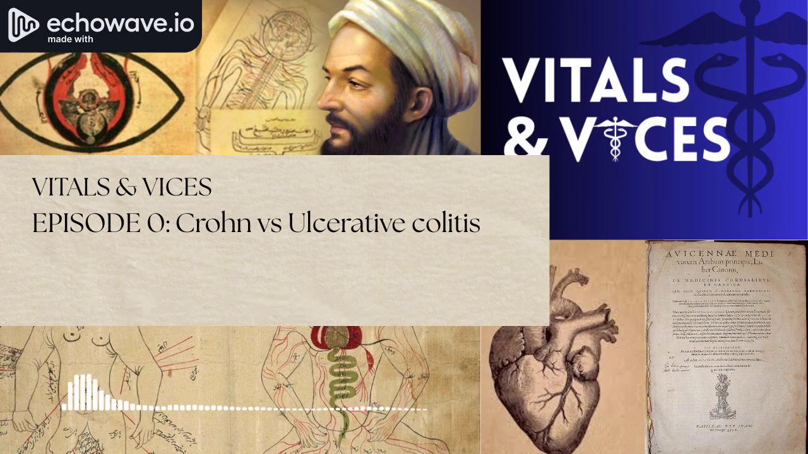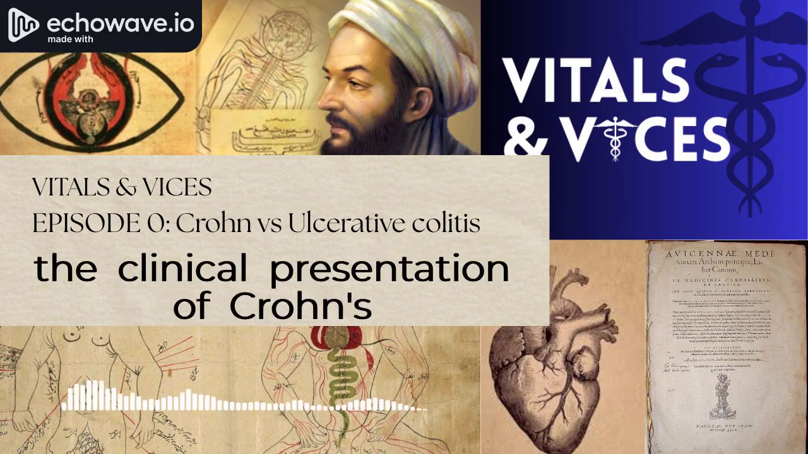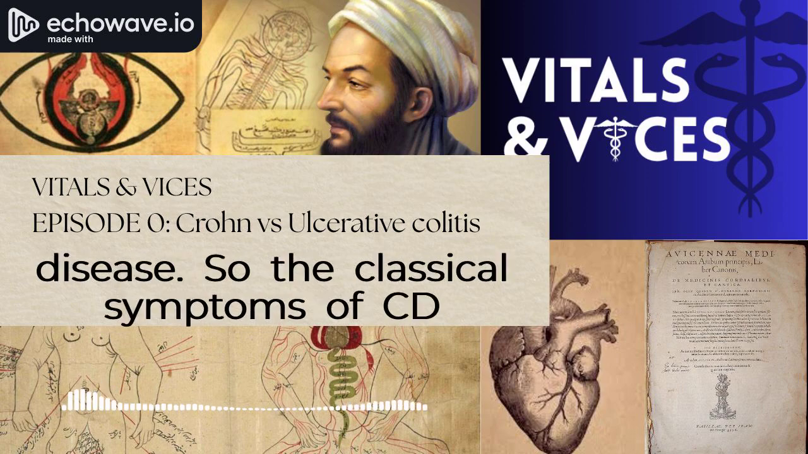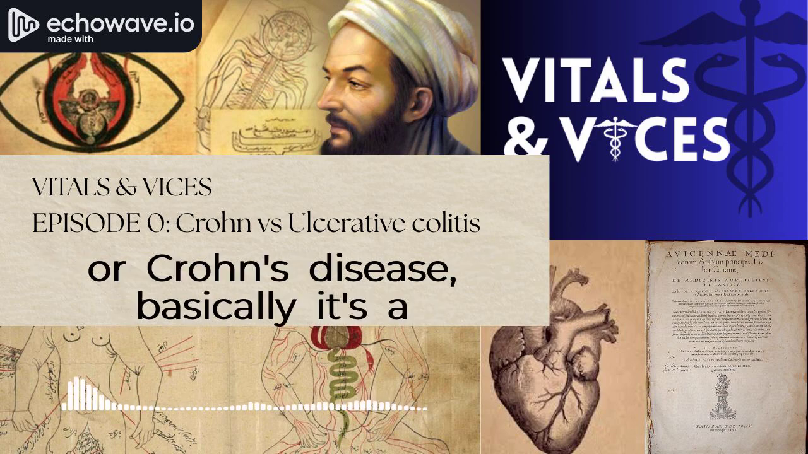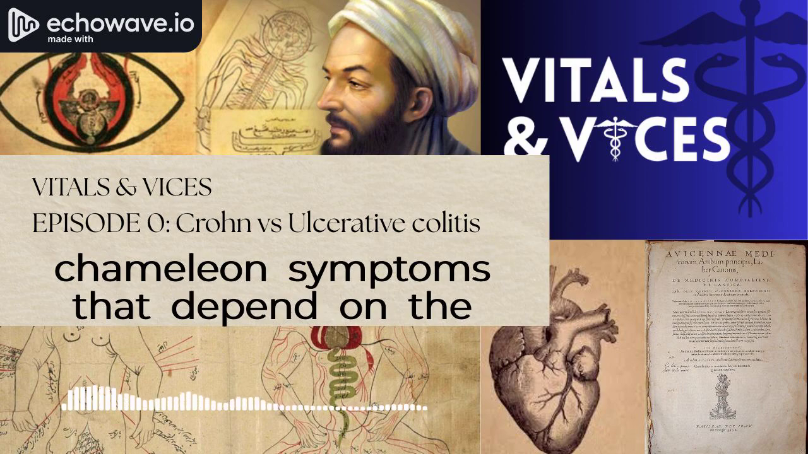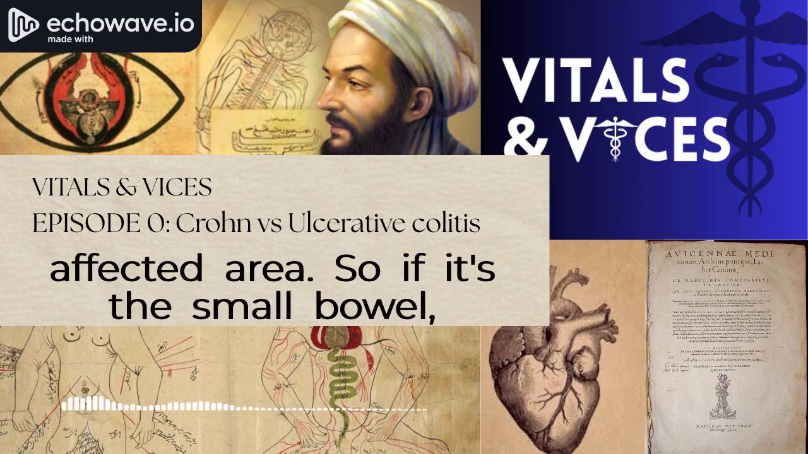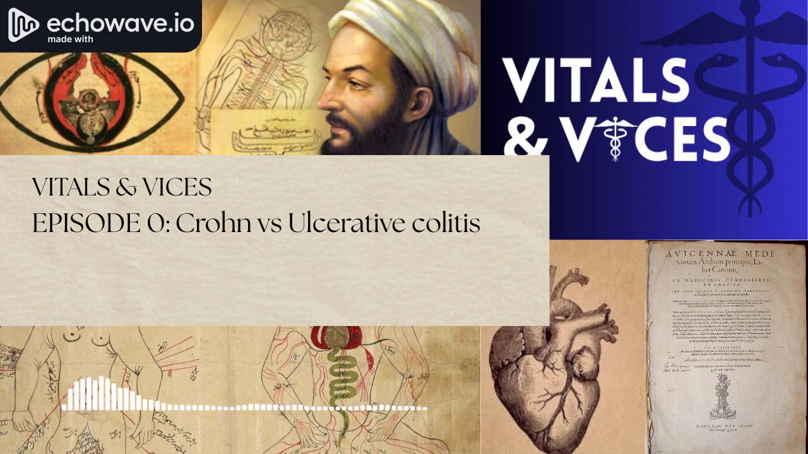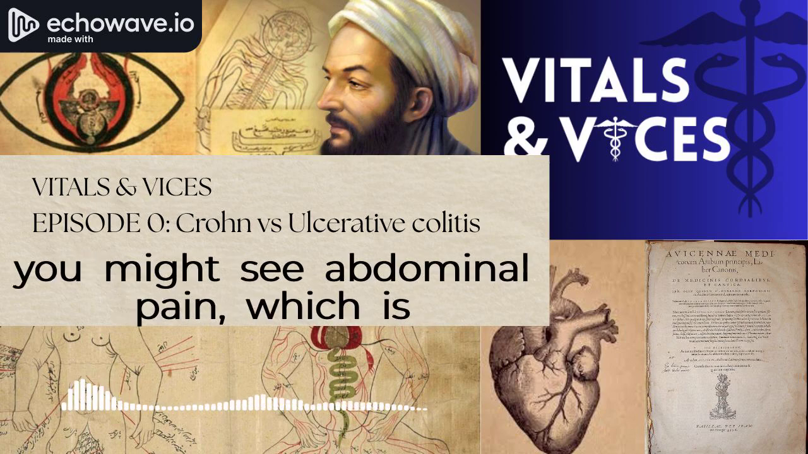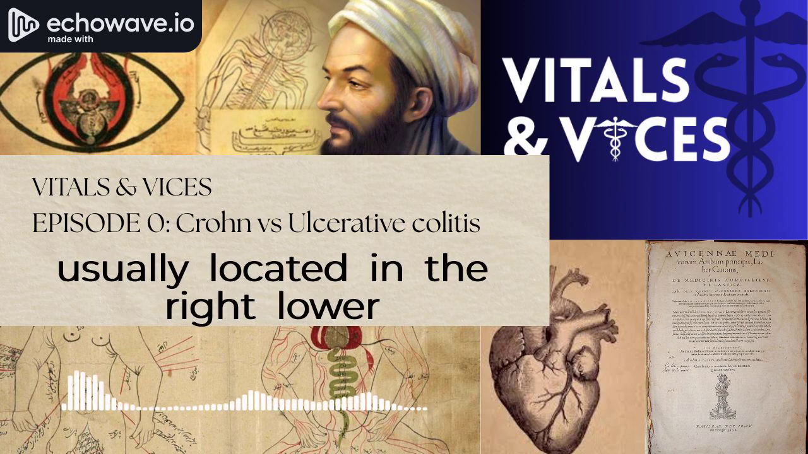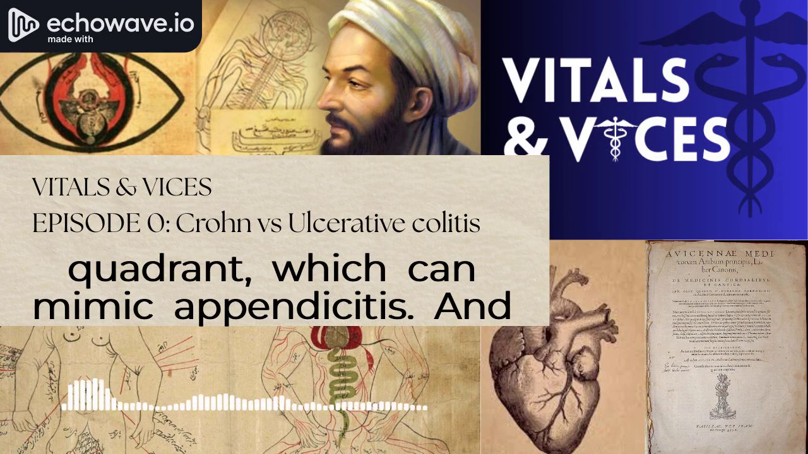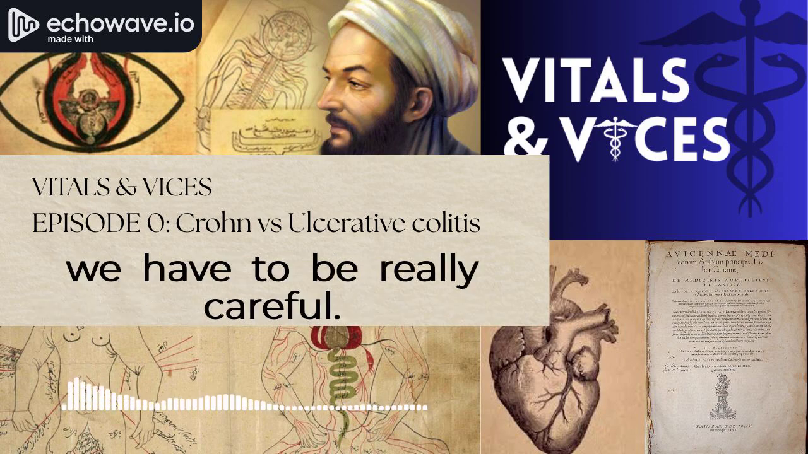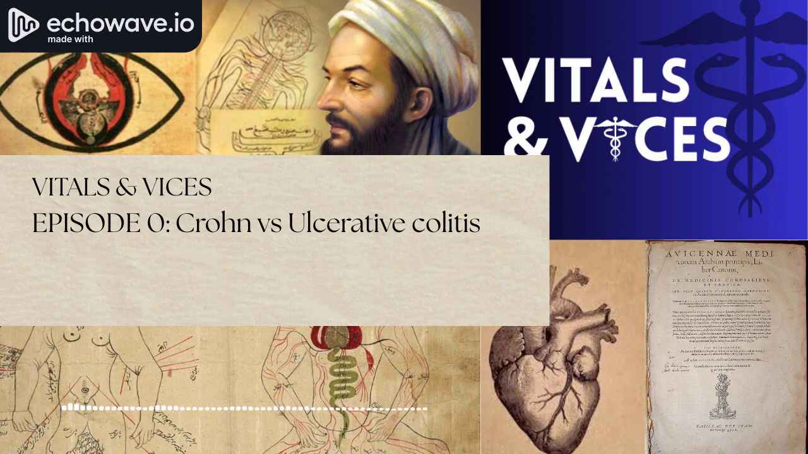Now, passing to the clinical presentation of Crohn's disease. The classical symptoms of CD, or Crohn's disease, are basically chameleon-like symptoms that depend on the affected area. So, if it's the small bowel, you might see abdominal pain, which is usually located in the right lower quadrant, which can mimic appendicitis, and we have to be really careful.